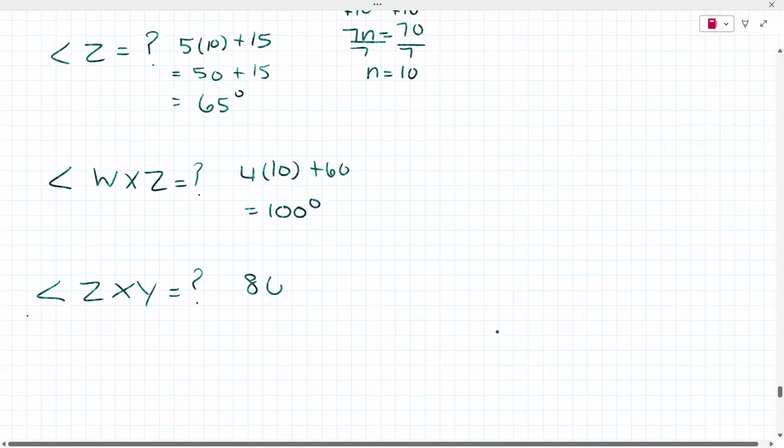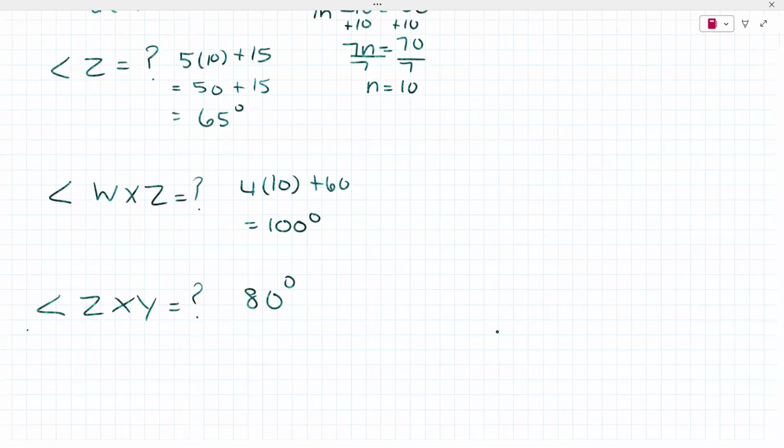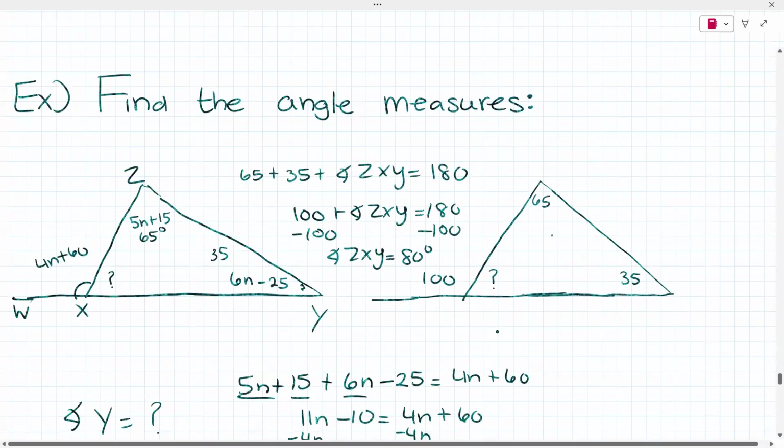Okay. Okay, that wraps it up for that one. Oh, the reason why I made this is because, yeah, these two triangles are the same.